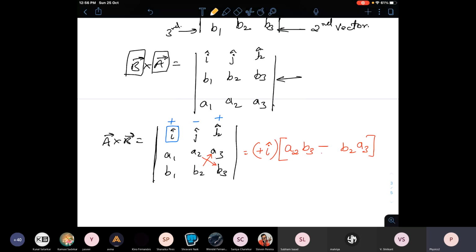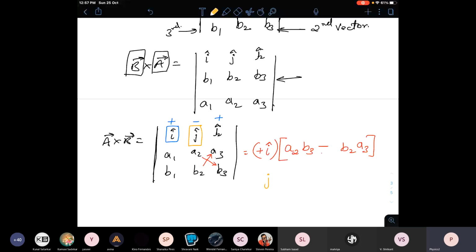Now let's come on to the second term. The second term is the J cap vector. So I will write J cap over here. Now since J cap has a minus sign over it, I will provide it with a minus sign like this. I will write it as minus J cap.